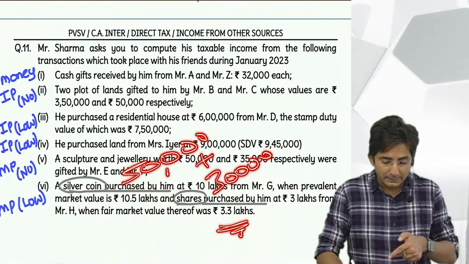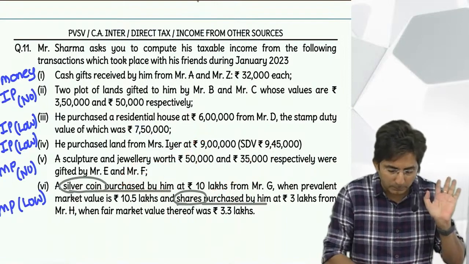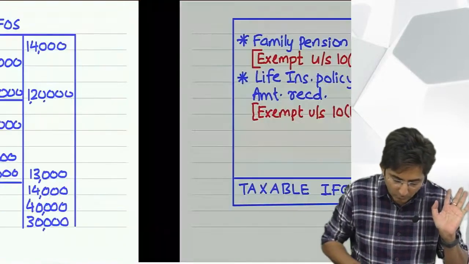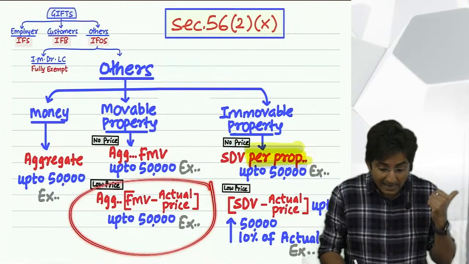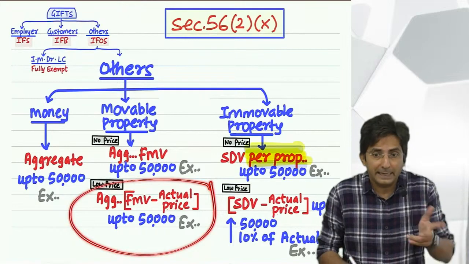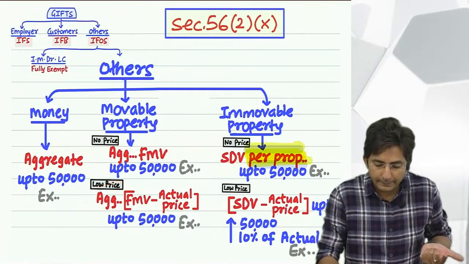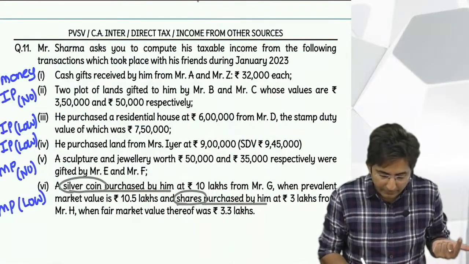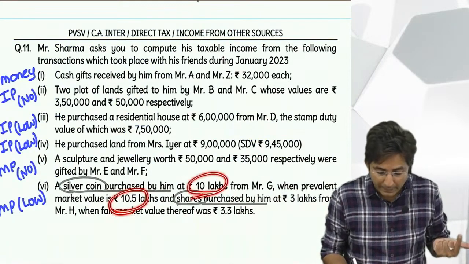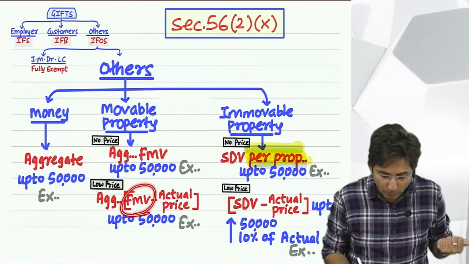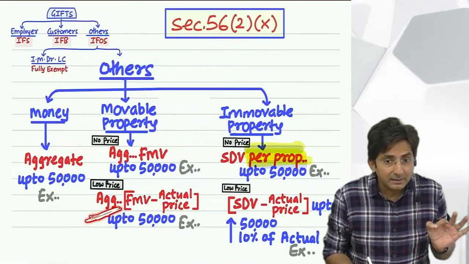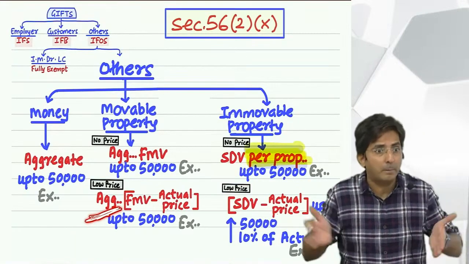Yes. See this thing in the notes, you know how I have shown. Please pay attention here. In the notes I had written like this: FMV minus actual price. That is what I did right now. Didn't I do it like this? FMV 10.5, actual price 10. See in the notes, FMV minus actual price. And aggregate means similar transactions you have to combine.